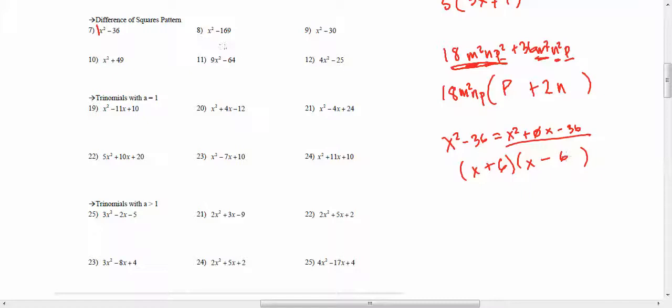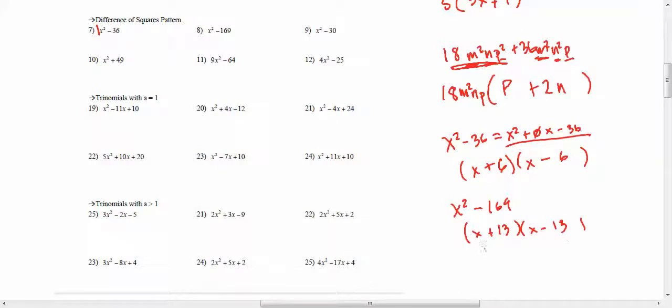All right. What about this one? Let's try this one. X squared minus 169. Okay. X. I know it's going to be a plus minus. What multiplies out to be 169, but adds up to be 0? I'll give you a hint. Comes after 12. 13, perfect.